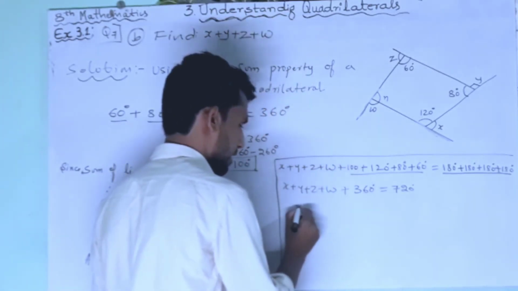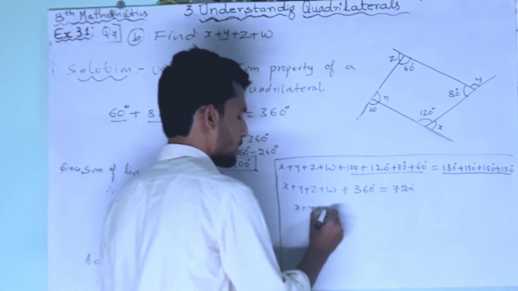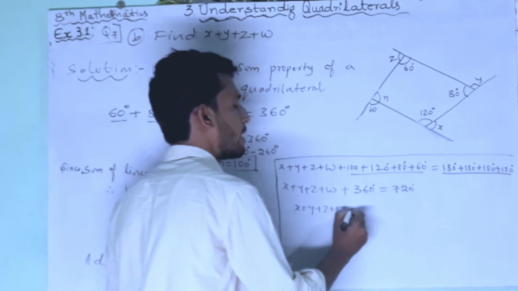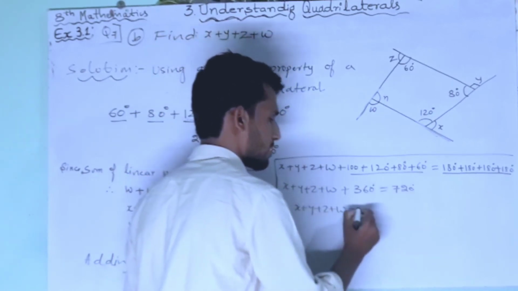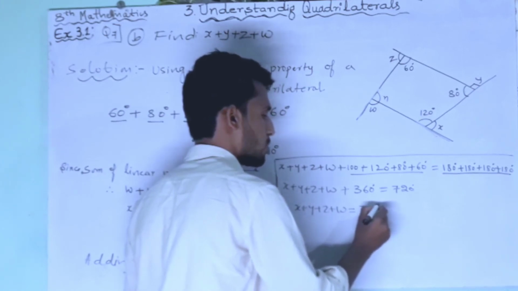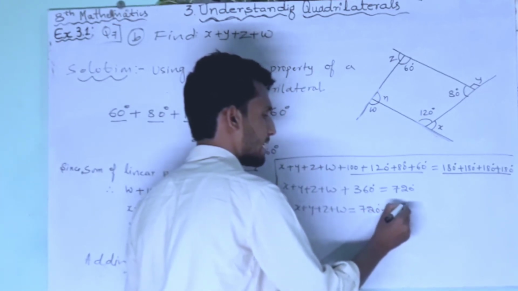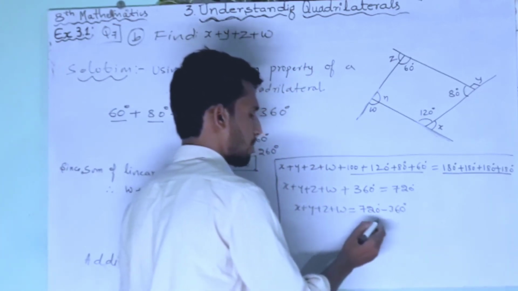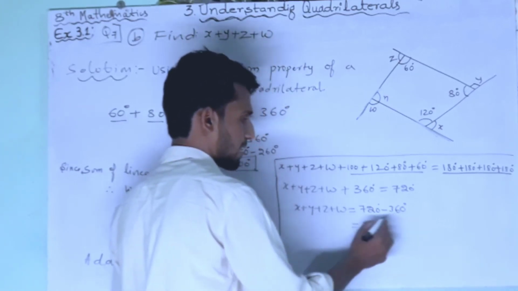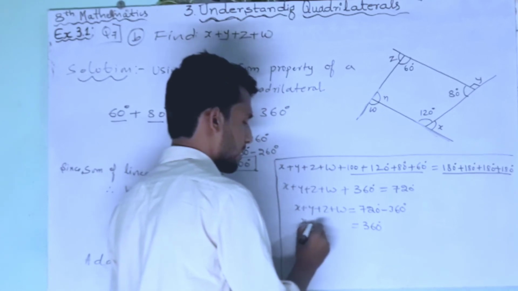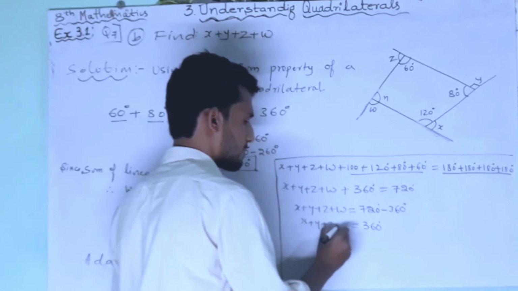Now x plus y plus z plus w is equal to, I am transposing 360 degrees from LHS to RHS. When you transpose, it becomes minus 360 degrees. When you do the subtraction, you will get x plus y plus z plus w equal to 360 degrees.